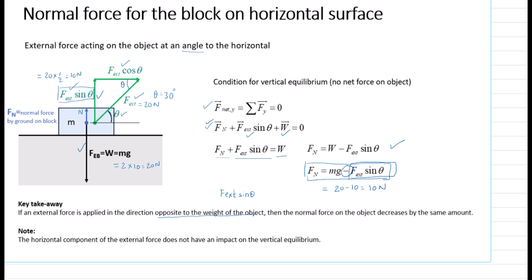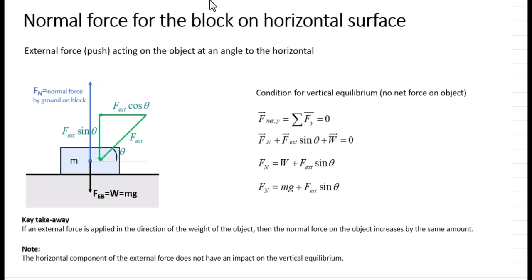And what happens to the horizontal component? As I mentioned, whatever is happening on the horizontal component is not going to disturb our condition and equations for the vertical equilibrium. So yes, definitely there will be a force F ext cos theta acting in the horizontal direction, and therefore it has to be considered appropriately in the horizontal direction, or the x direction, which is not in the scope of discussion of this particular case. All we know is that any forces acting on the horizontal axis will not have any impact on the vertical equilibrium, and therefore will not impact our normal force on the object.